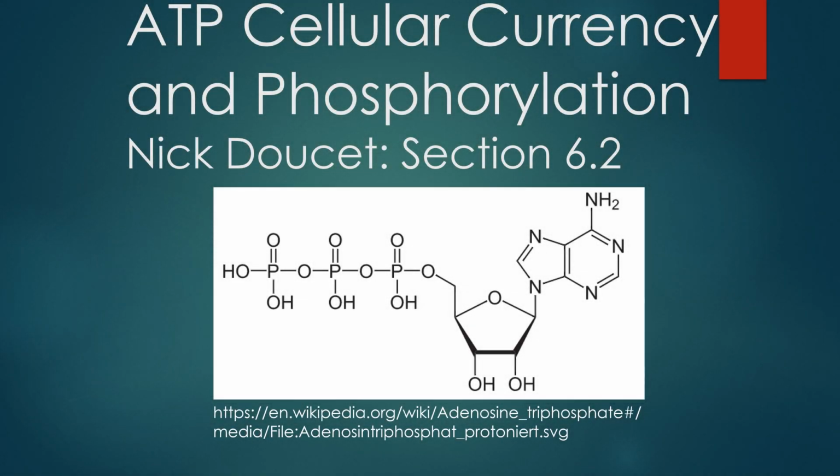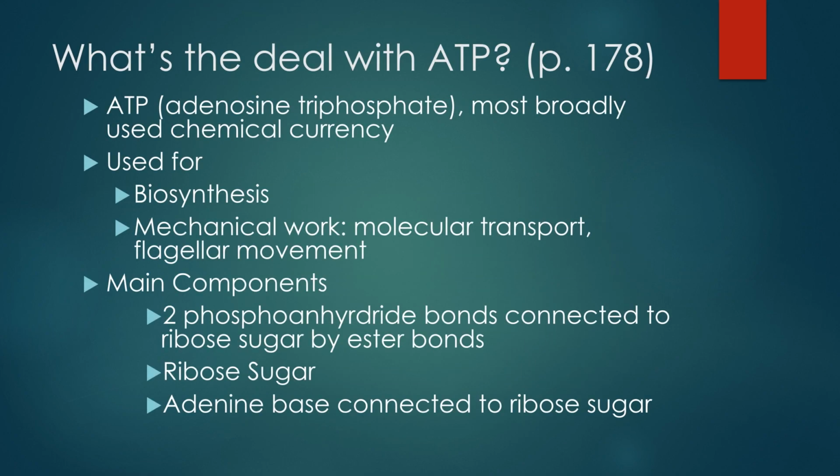Hey y'all. In this metabolism project, we will be going over ATP as cellular currency and types of phosphorylation. So ATP is known as adenosine triphosphate. It's going to be the most broadly used chemical currency out of all the cells. It can be used for different things such as biosynthesis, mechanical work, including molecular transport and flagellar movement.